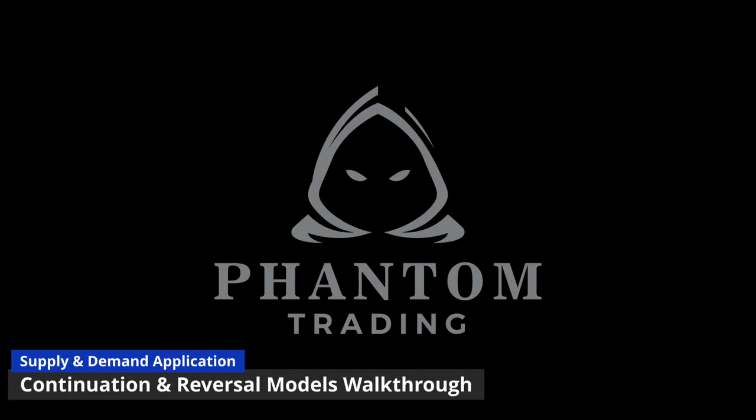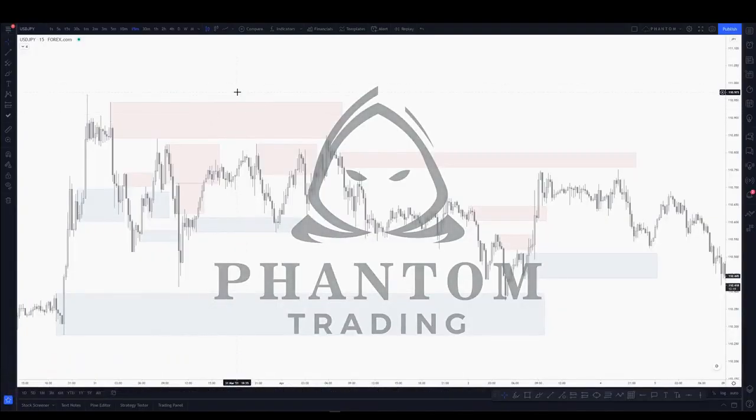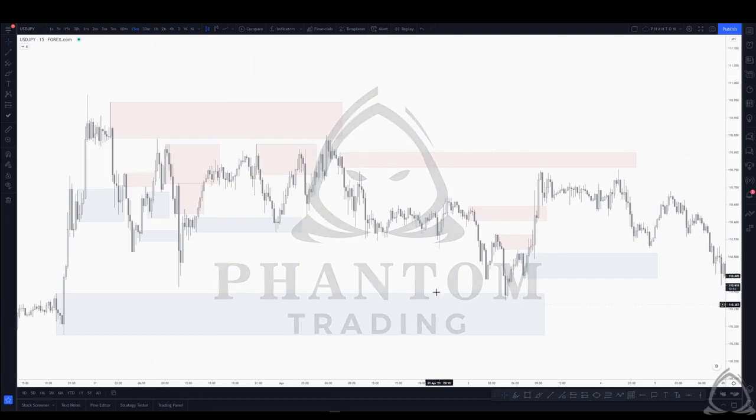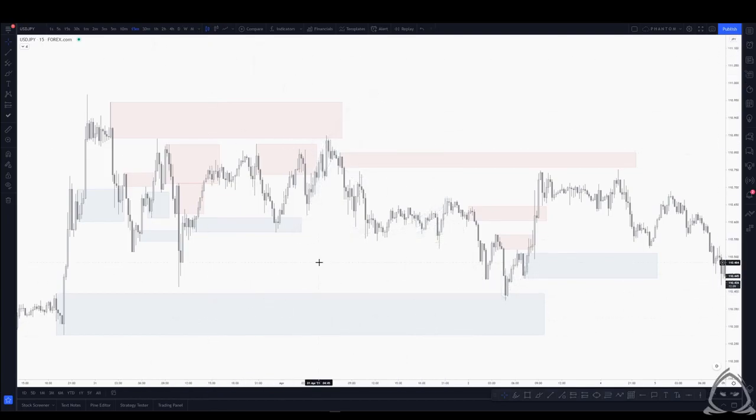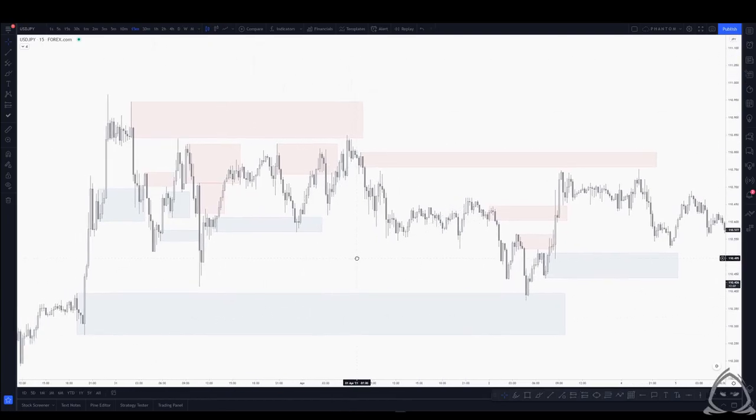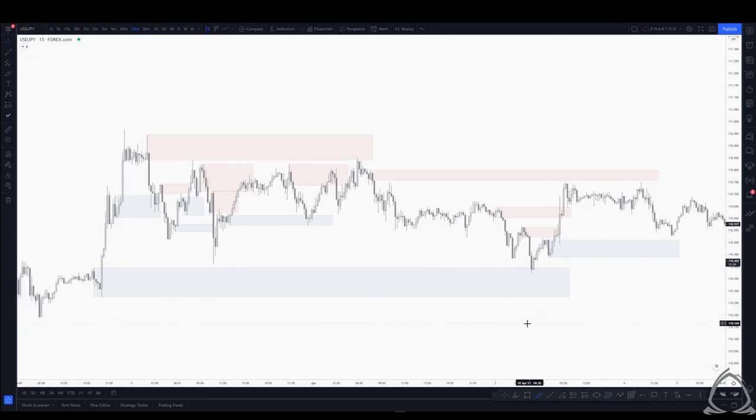Now let's refer back to our original example that we were using in video number 1. Instead of just focusing on mapping zones, let's break down which model of the supply and demand zones we've mapped out, whether it be continuation or reversal and so on and so forth. So what we'll do is we'll start on the left side and just work our way to the right based on the zones that we mapped in the prior video.